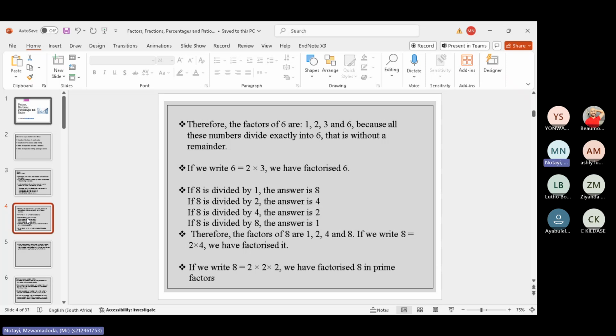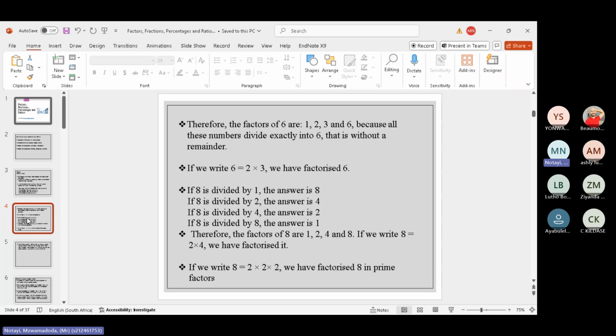If 8 is divided by 1, the answer is 8. If 8 is divided by 2, the answer is 4. If 8 is divided by 4, the answer is 2. If we divide 8 by 8 itself, the answer is 1. Therefore, all the numbers that we've listed are the factors of 8, and that is 1, 2, 4, and 8.